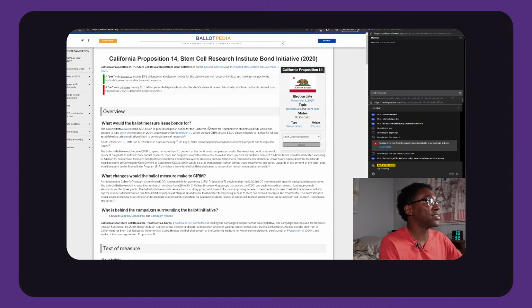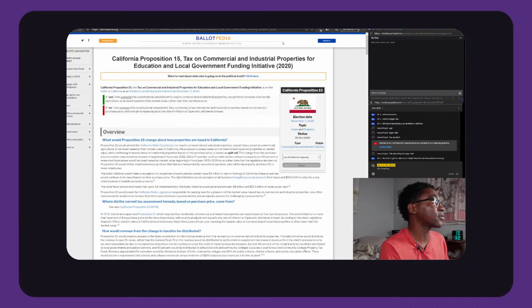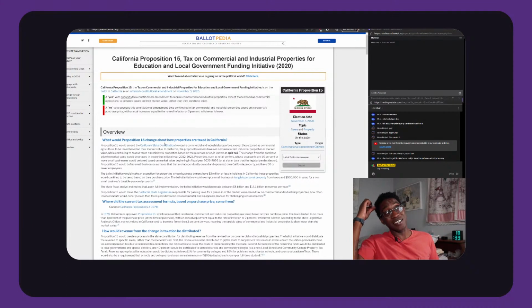Prop 15 is a doozy. This is a really fun one as well. There's a lot of tax loopholes that get opened and closed because of propositions, and the California proposition system is a never-ending bout of whack-a-mole with taxes.